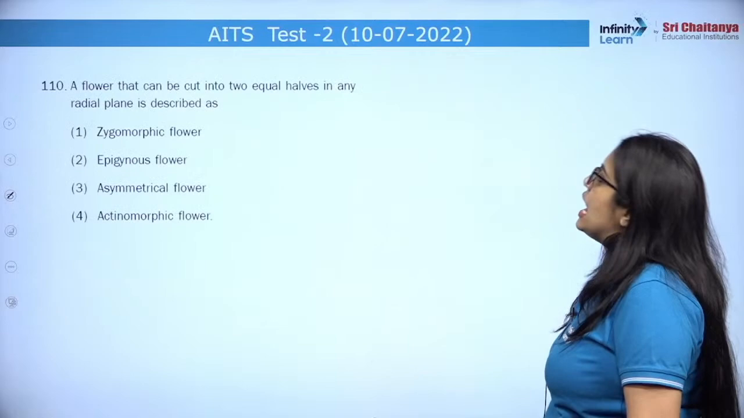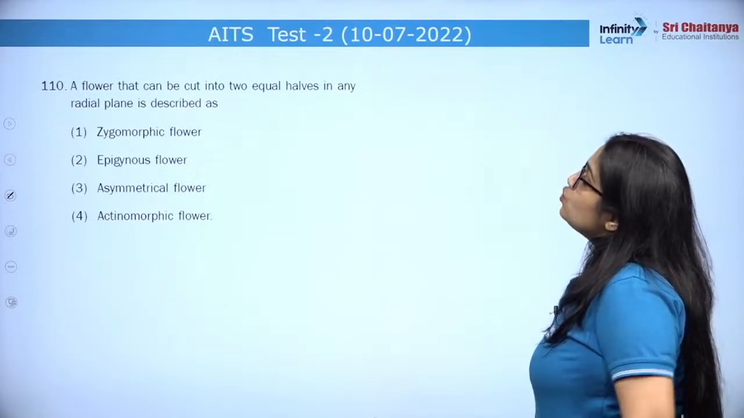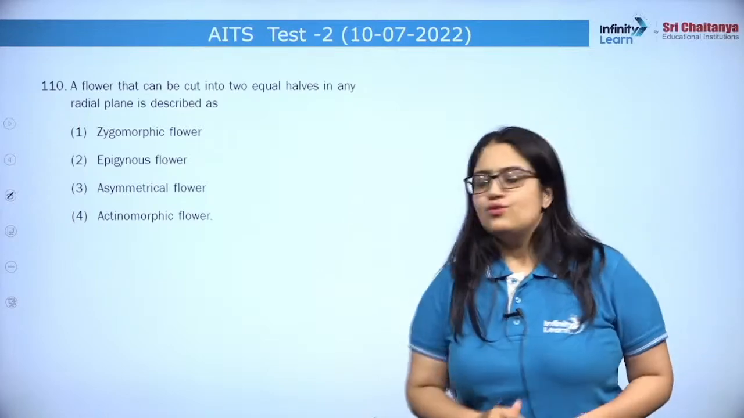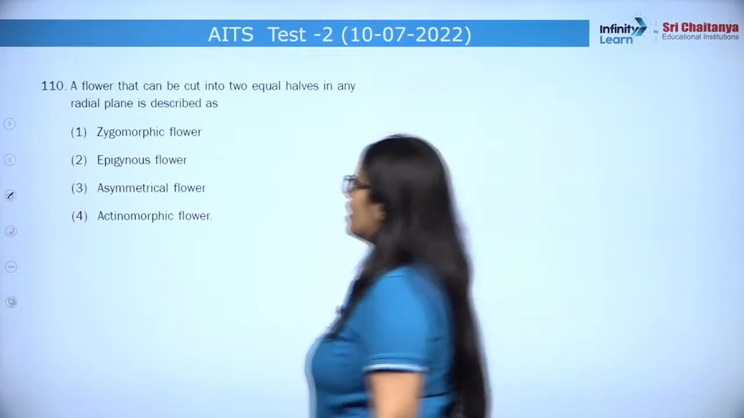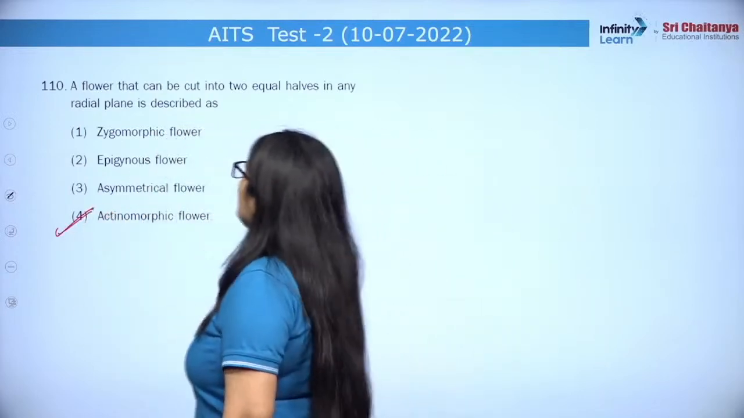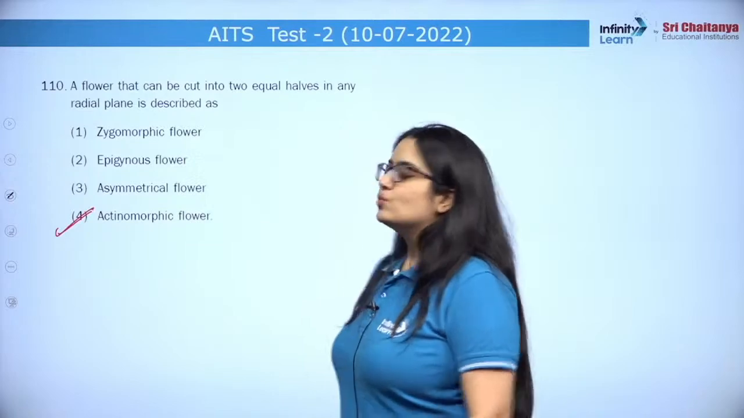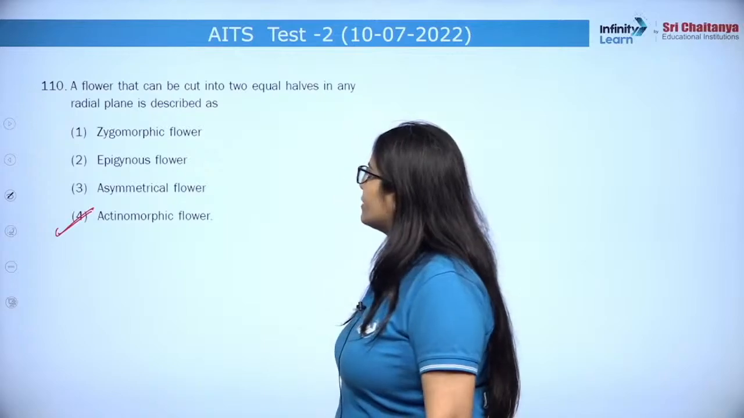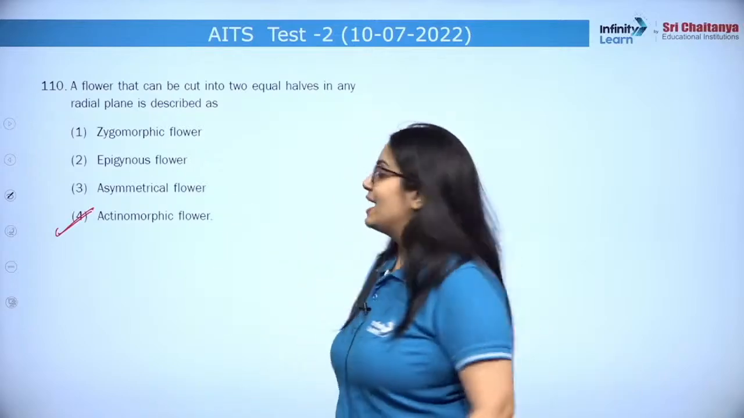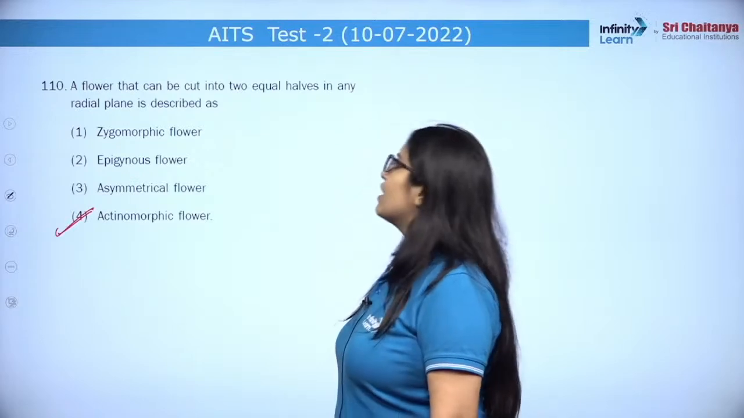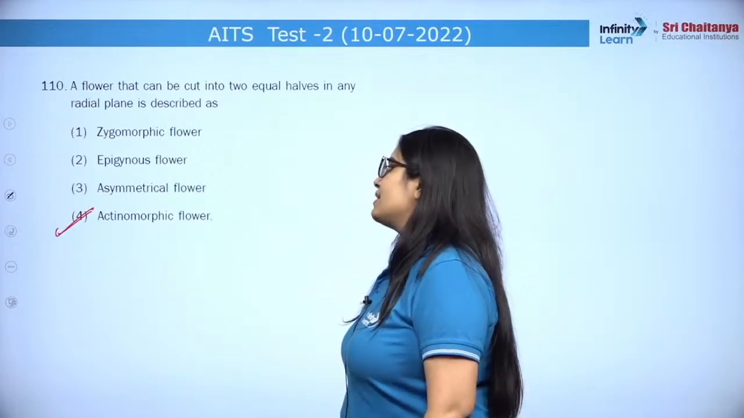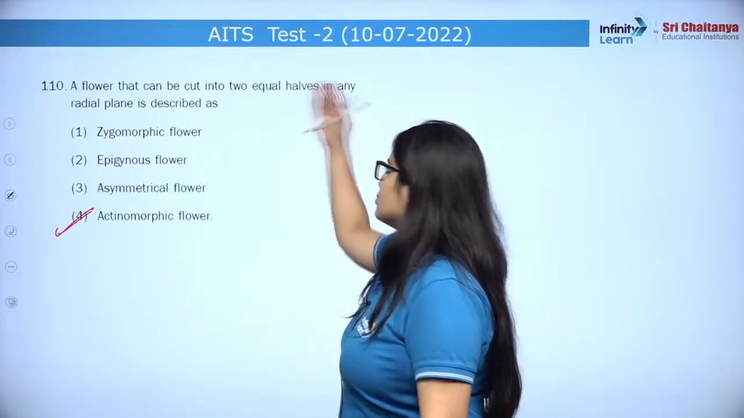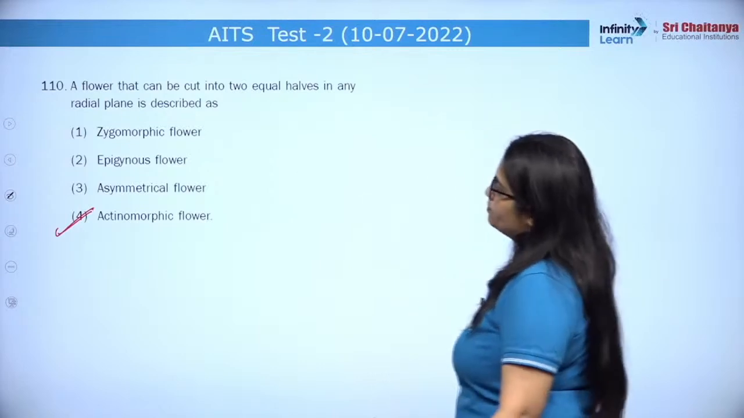Next question. A flower that can be cut into 2 equal halves in any radial plane. Such a flower is known as actinomorphic flower. Zygomorphic means you can cut or divide it into 2 halves by using one plane only. Asymmetrical, you can't cut by any plane into 2 halves. Epigynous flower is not with respect to the symmetry. Epigynous is with respect to the position of the ovary and the other floral parts. So it's not linked with the symmetry at all. Next question.